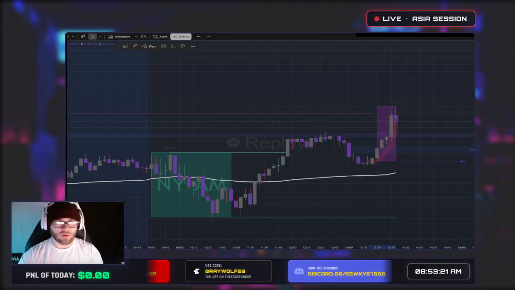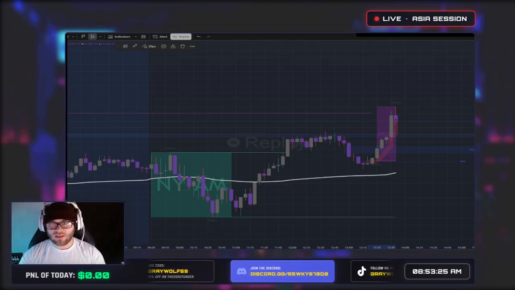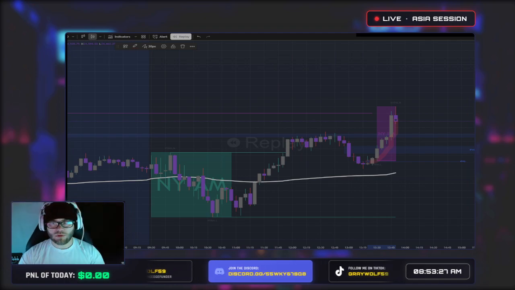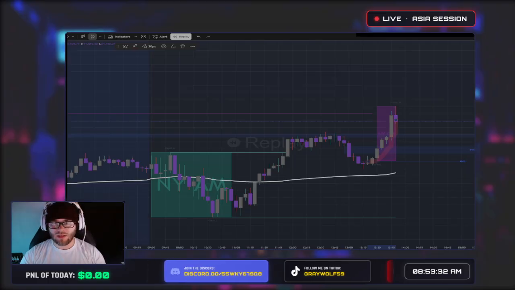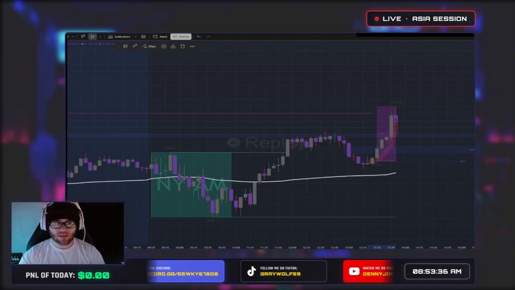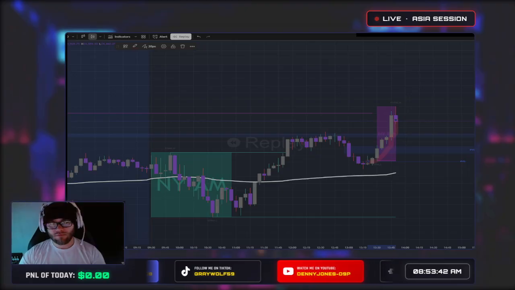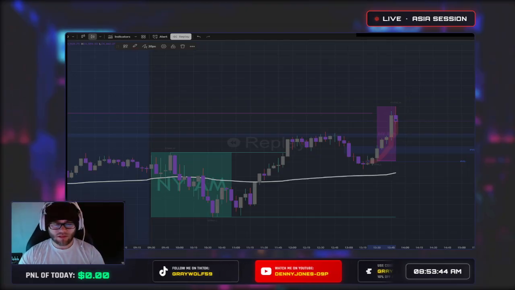So here's the cool part. The market does not like inefficiencies. The algorithm will always try to rebalance price eventually, and the way it does that is by revisiting the imbalance. That's why price loves tapping IFVGs. It's literally the market filling in missing orders. Clean price delivery means the market is correcting imbalanced delivery.